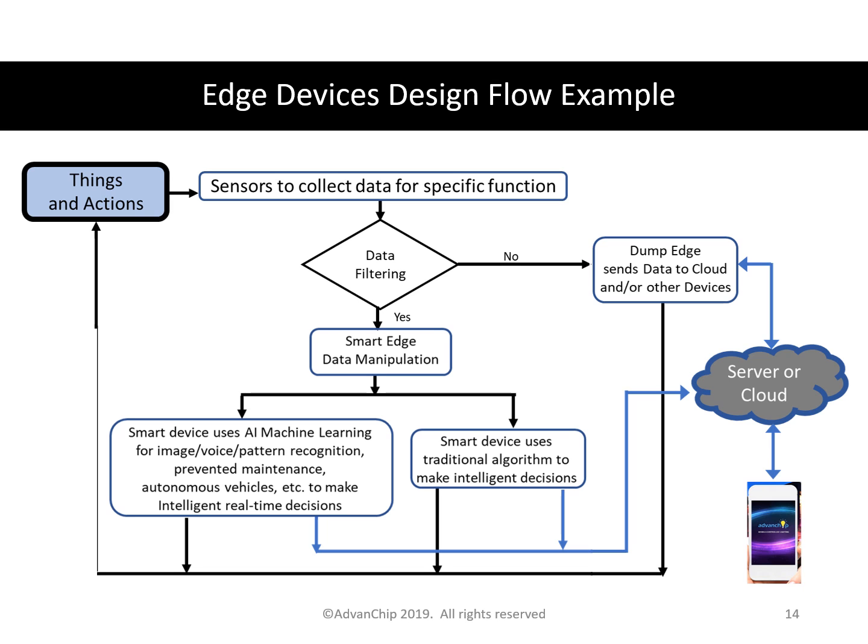If the data needs to be filtered and processed, we can use a traditional algorithm to process the data, such as if the data is out of range, then the alarm will be on, for example a smoke alarm. We can also use AI or machine learning to process data and respond with a real-time decision. For example, defect inspection in a factory or car sensors in a self-driving car.